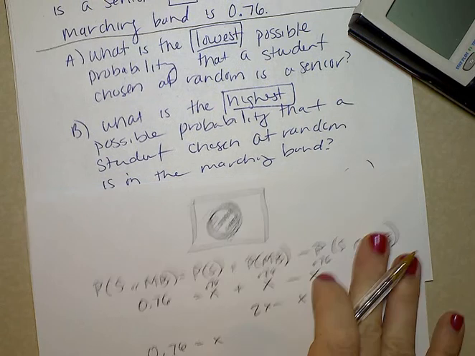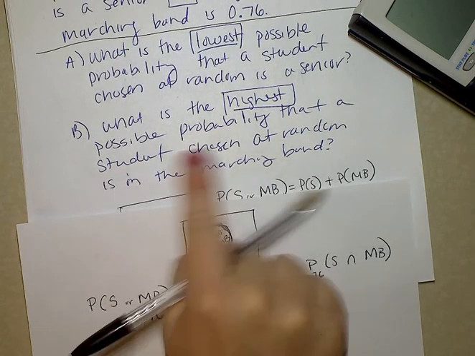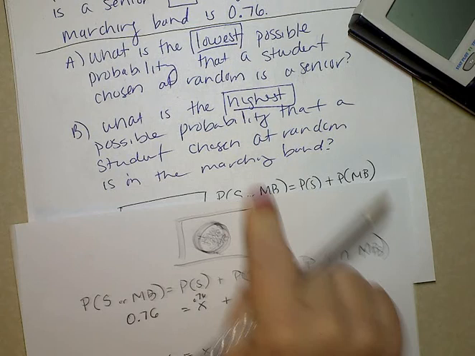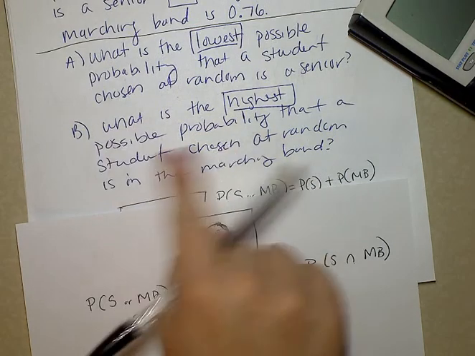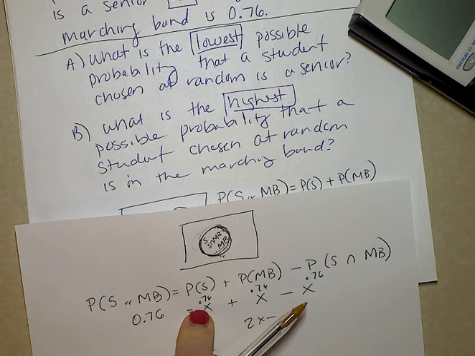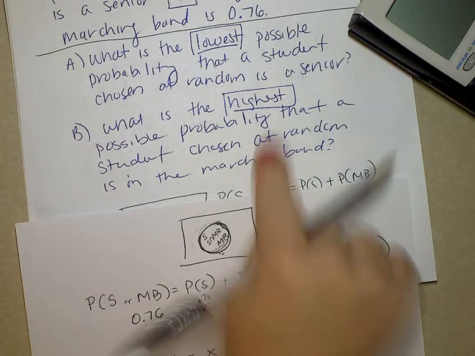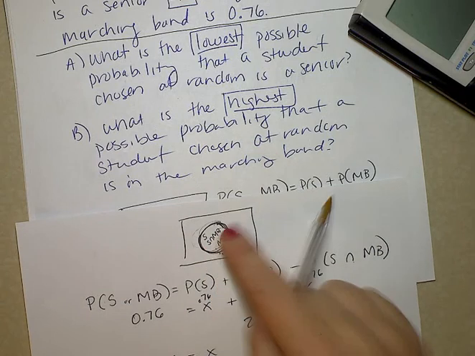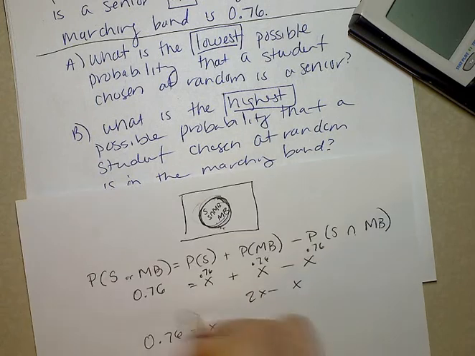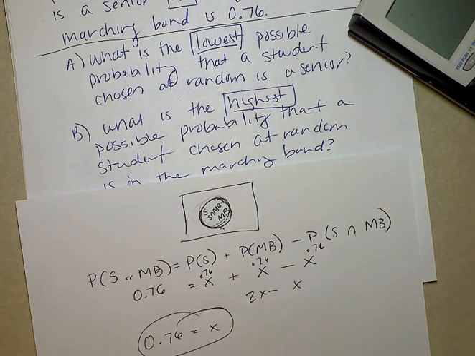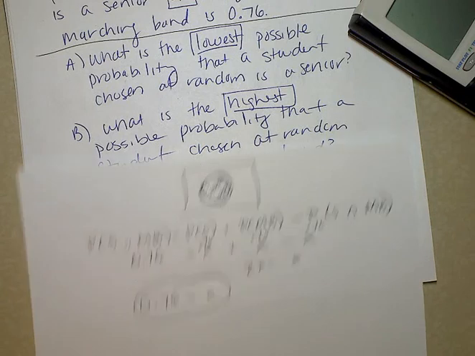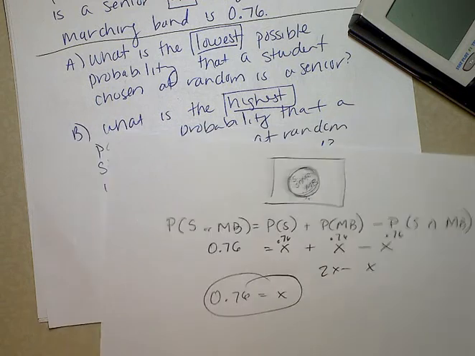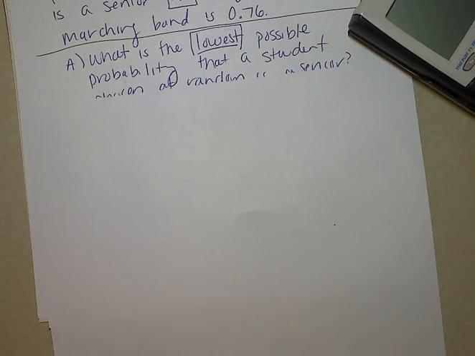Okay, so what is the highest possible probability that a student chosen at random is on the marching band? 0.76. What if we interchange marching band to being the highest possible probability of being a senior? 0.76. What if we change it to say, what is the highest possible probability of being a senior and on the marching band? What's the answer? 0.76. It said probability. My answer is 0.76. What if they would have said percentage? 76%. Great job. You're going to do one like this, and let's do one, and let's talk about daycare with my son.